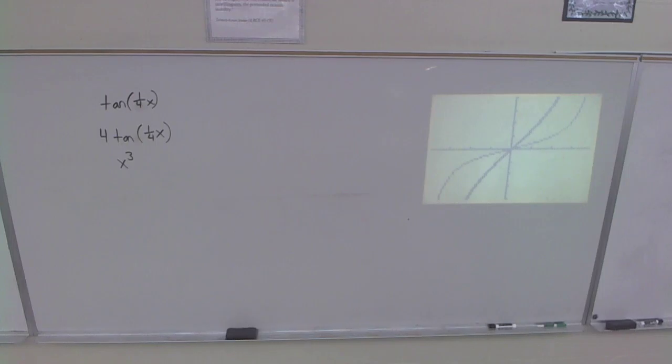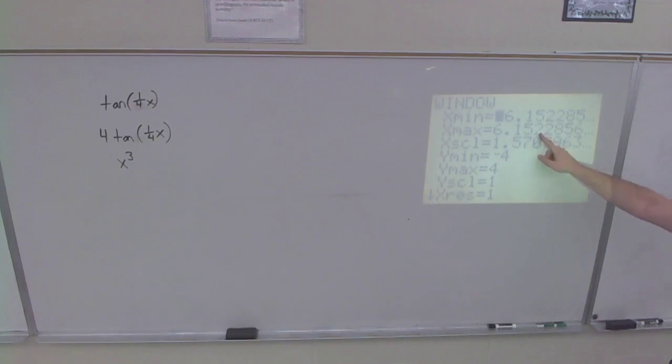When you look at the window, what is this really close to? 6.15. It's close to 6.28, which is otherwise known as 2 pi. And what's 1.57? It's stepping by half pies. Okay? So I'll have a look at this with you guys in a second if you need some help. But follow along. Okay, so that's what your window should be.